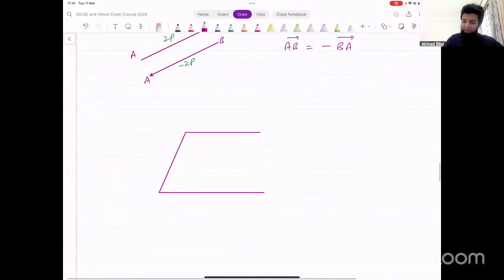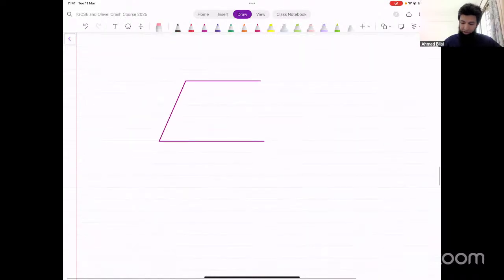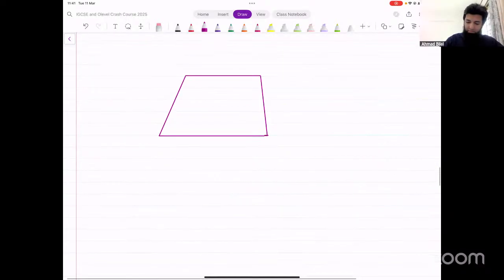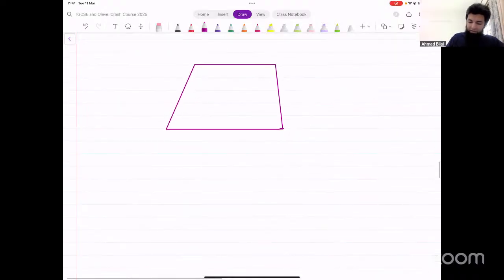Let's say I have a diagram that looks something like this. It's a trapezium, and the shape of the trapezium is like this. And we know some vectors in this trapezium. Let's say this is P, this is Q, this is R, and this is S. We know that SR is, for instance, 4 times A. This is 3 times A.